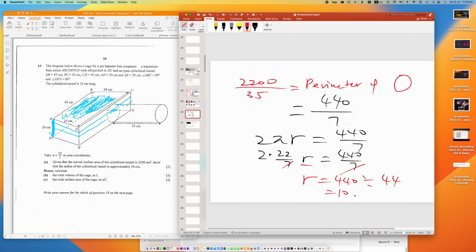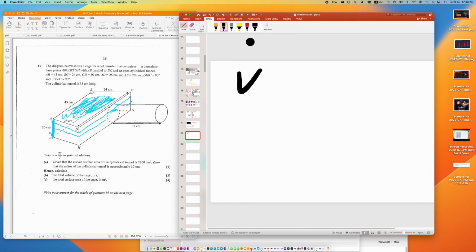Okay, so it's 10. So the total volume of the cage, pretty simple. What does the cage mean? Cage I think is the entire thing, because they say the diagram below shows a cage. So the entire thing is the volume of the prism plus the volume of this cylinder. But how do you find the area of the prism? You mean the total surface area of the cage? Are you talking about the last part?